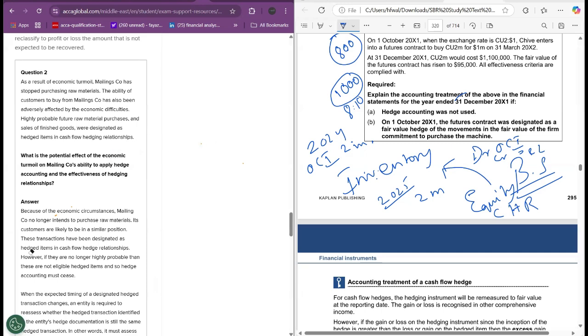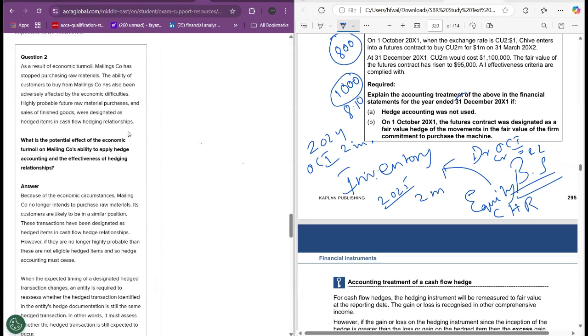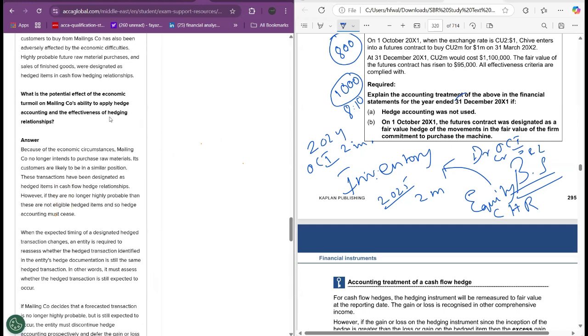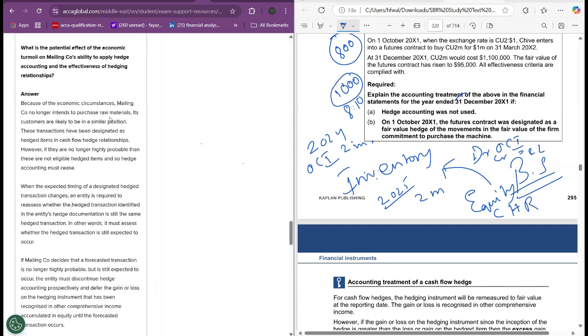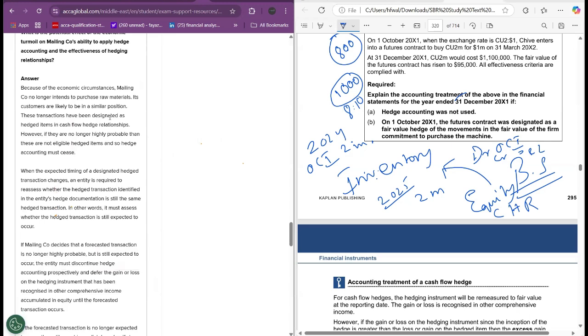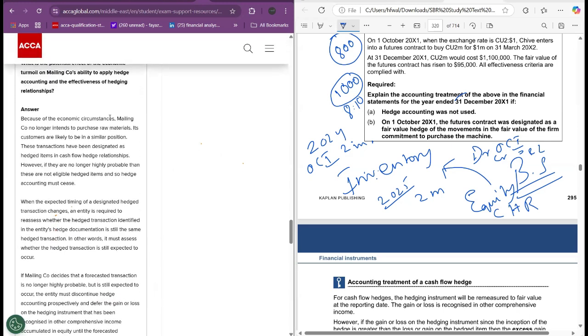Okay. So, as a result of economic turmoil, the company has stopped purchasing raw materials. The ability of customers to buy from the company has also been adversely affected by the economic difficulties. Highly probable future raw material purchases and sales of finished goods were designated as hedged items in cash flow hedging relationships. So, do you think it's going to be successful? I clearly don't think it's going to be successful. So hedge accounting will be discontinued for sure.